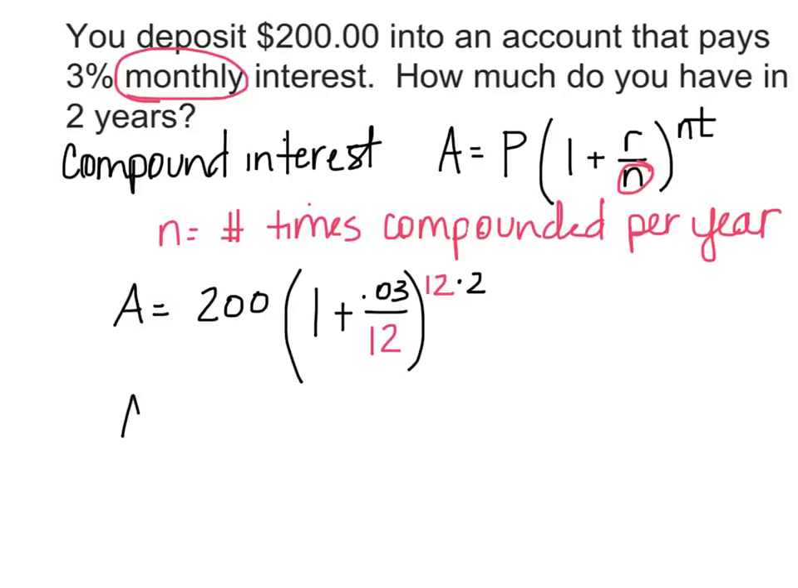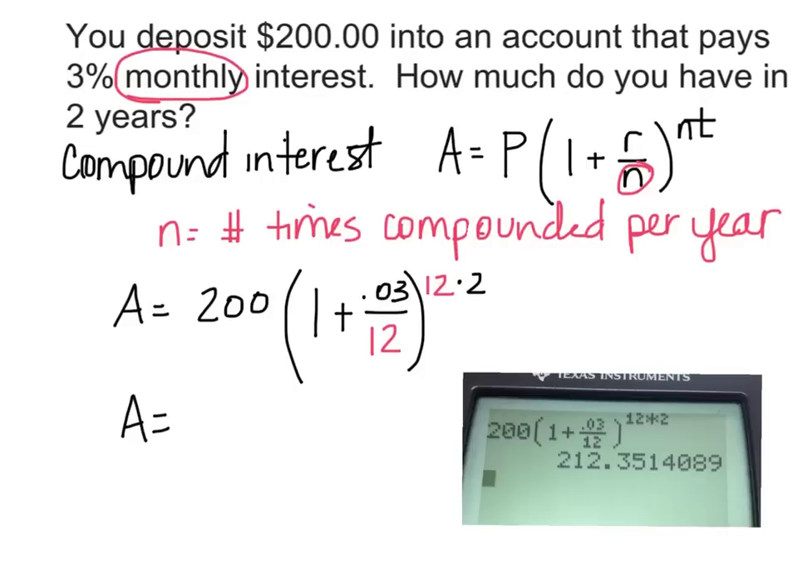If I put this in my calculator, you see a picture to the right, that your final amount would be $212.35. I highly suggest you use your alpha y equals button to get fractions so that you don't have to worry about PEMDAS and fractions and all that. Just put a fraction in your calculator.